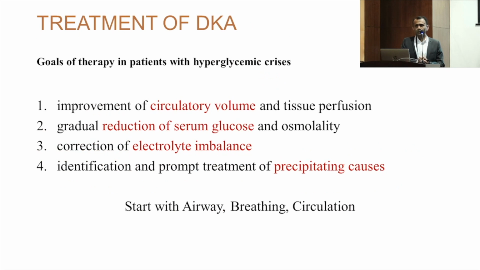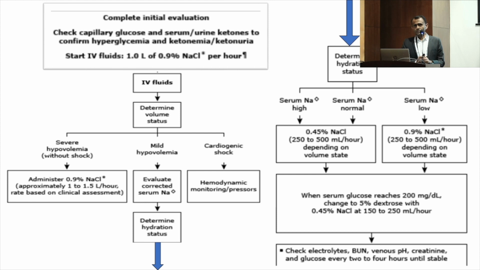So coming to the treatment, by default, do not forget that it is always airway, breathing, circulation. The important goals of DKA or HHS treatment are to improve the circulatory volume and thereby tissue perfusion, then gradual reduction of the serum glucose, and of course the ketone bodies and electrolyte imbalance, and of course identify the precipitating cause. This is a flowchart, because if I split it, the slides will become many more. So I have captured the same flowchart that is available.